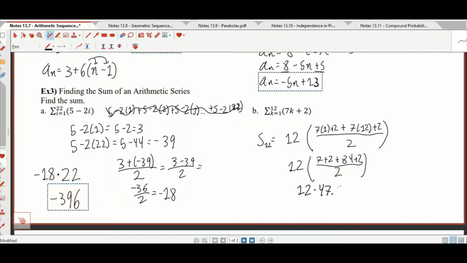Now, fret not. I know what you're thinking. How on earth could this be a decimal? Shouldn't this be a whole number? It's going to work itself out, because 12 times 47.5 is indeed 570. So when you add all those up, you would get 570. Very good.